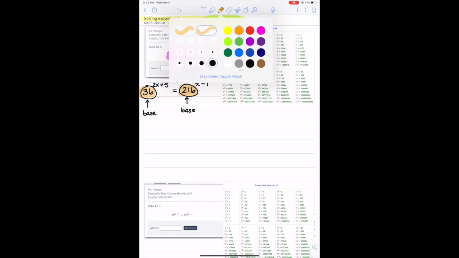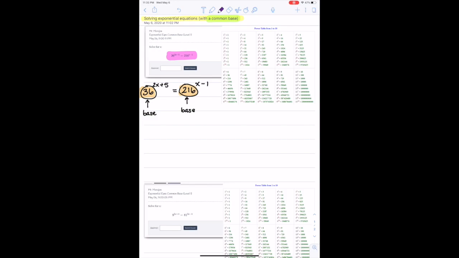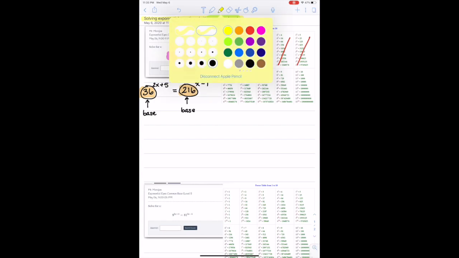So I'm going to go to the table, and I'm going to see if I can find these two numbers. I don't see 36 or 216 at first. But if you look in the 6th column, you'll see right here you have 36. And in that same column, so that's the trick, you should see you have both.